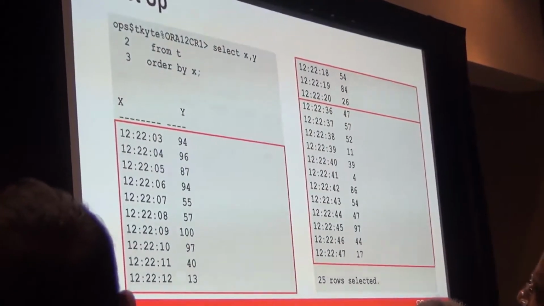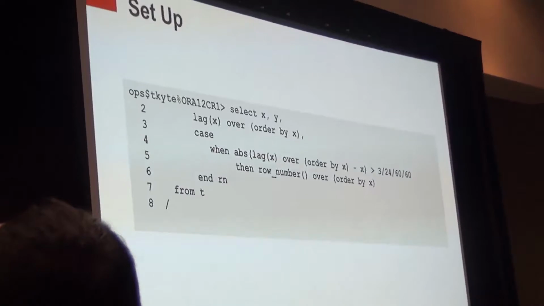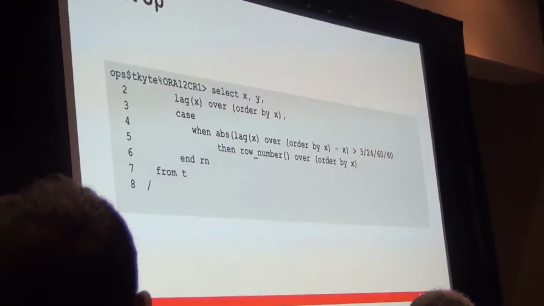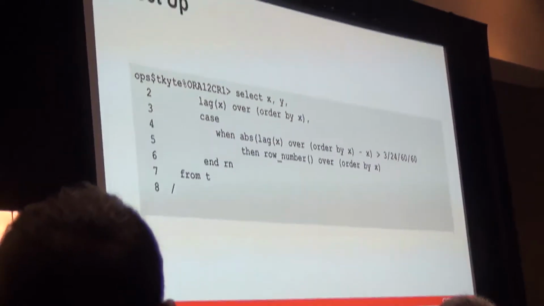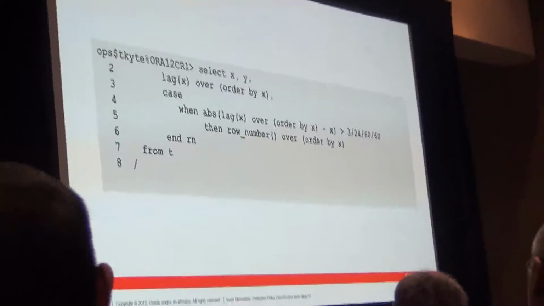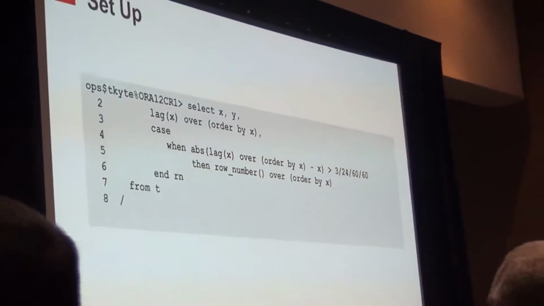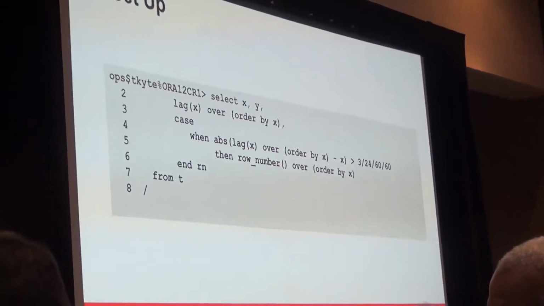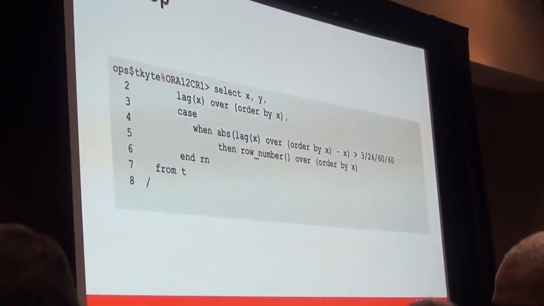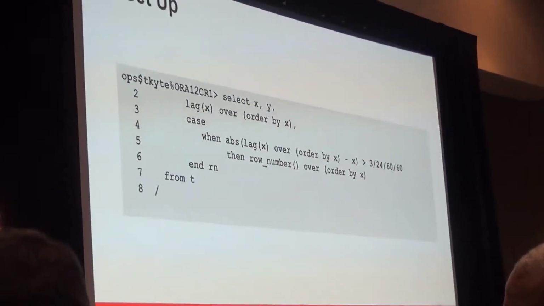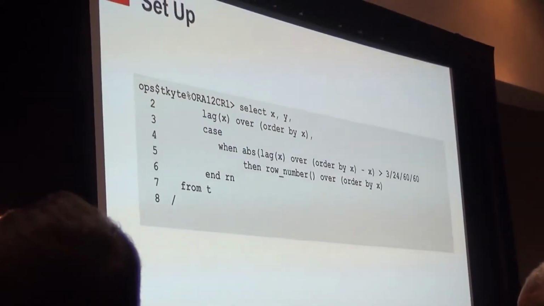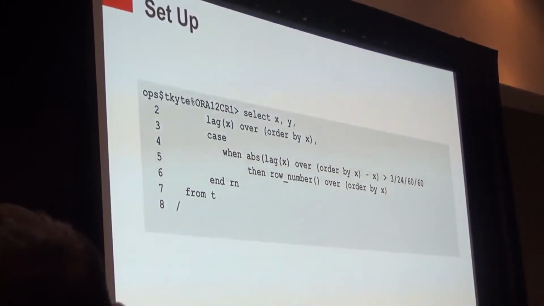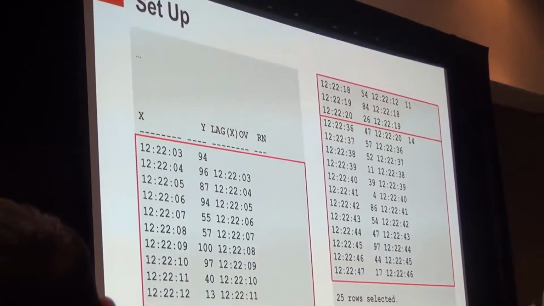So here's the analytics to do this. We're going to start by identifying where our groups start. And so what I'll do is I'll take X and Y, and I'll get the previous row's X, the previous row's timestamp. And so now I can take the current row's timestamp and the previous row's timestamp, and I can make sure that that's within 3 seconds. I can do this in that case statement. And when the difference between those 2 timestamps is greater than 3 seconds, I'm outputting a row number. Now, why am I doing this? So I can get a result set that looks like this.